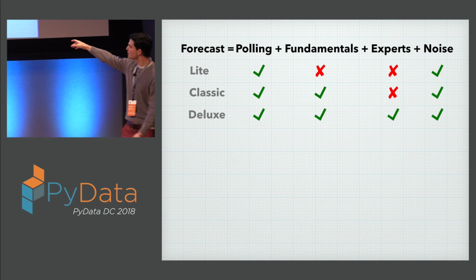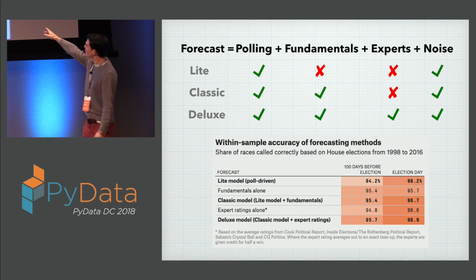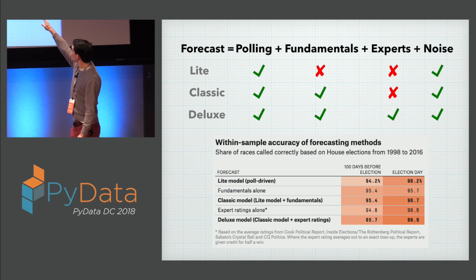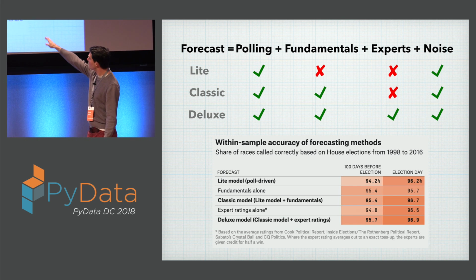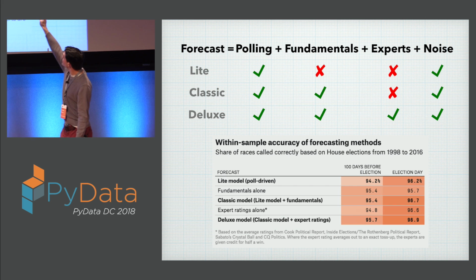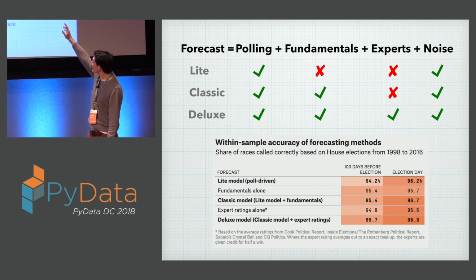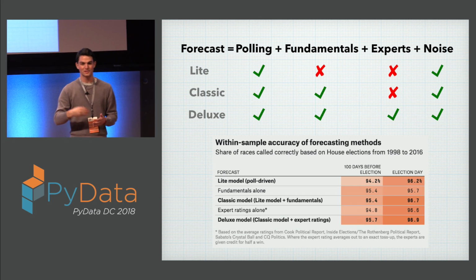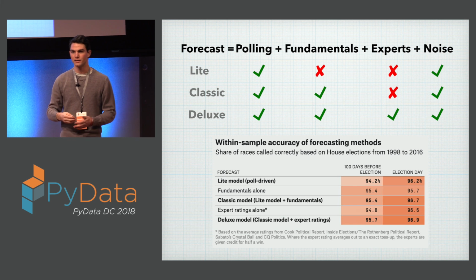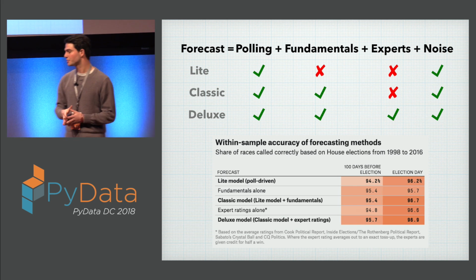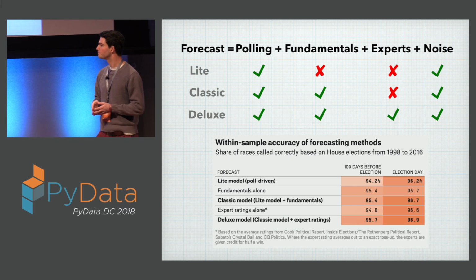So how do these perform over time? Generally, quite well, as we know. So on election day, by the way, this is elections from 1998 to 2016, the light model performed at 96.2% accuracy, the classic model 96.7%, and the deluxe model 96.9%. And so yes, those are hundredths of percentage points better, but it demonstrates the diminishing returns of additional explanatory factors.